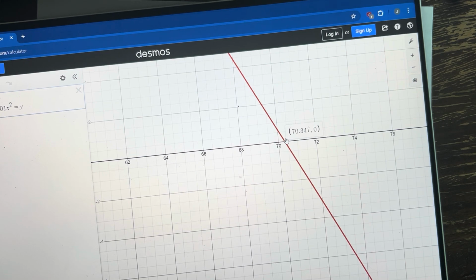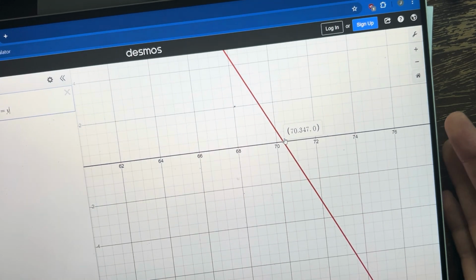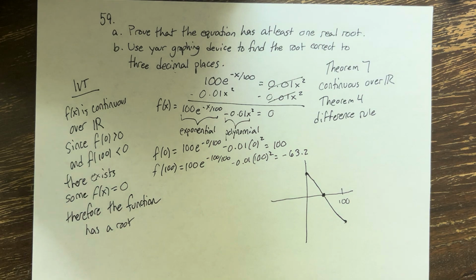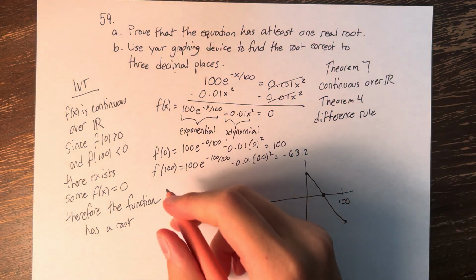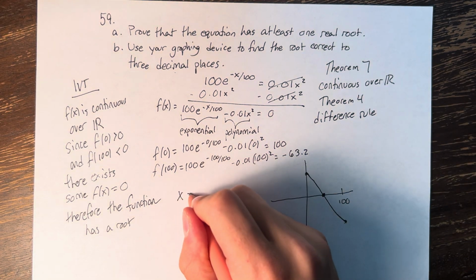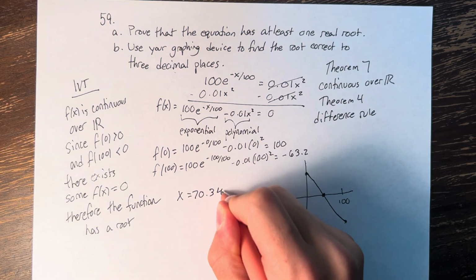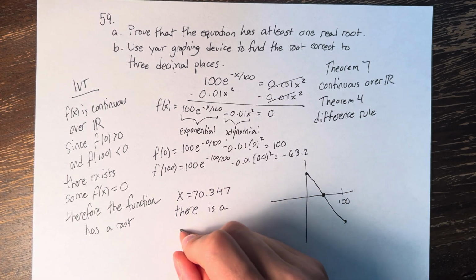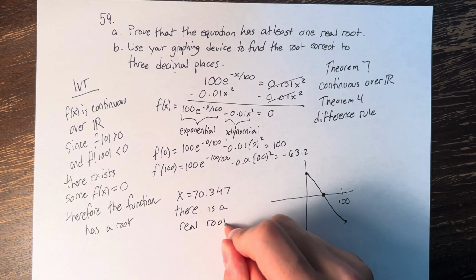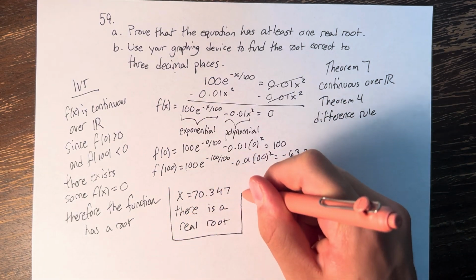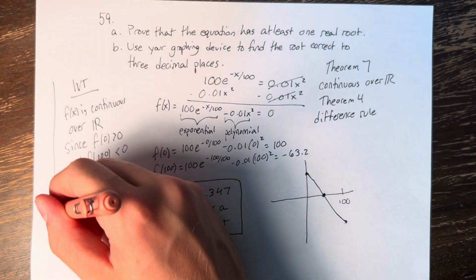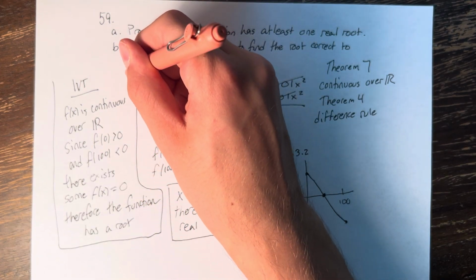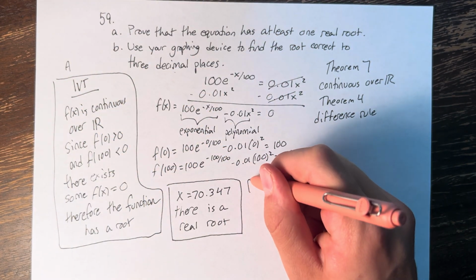70.347. So at the value of 70.347, there is a real root. A and B.